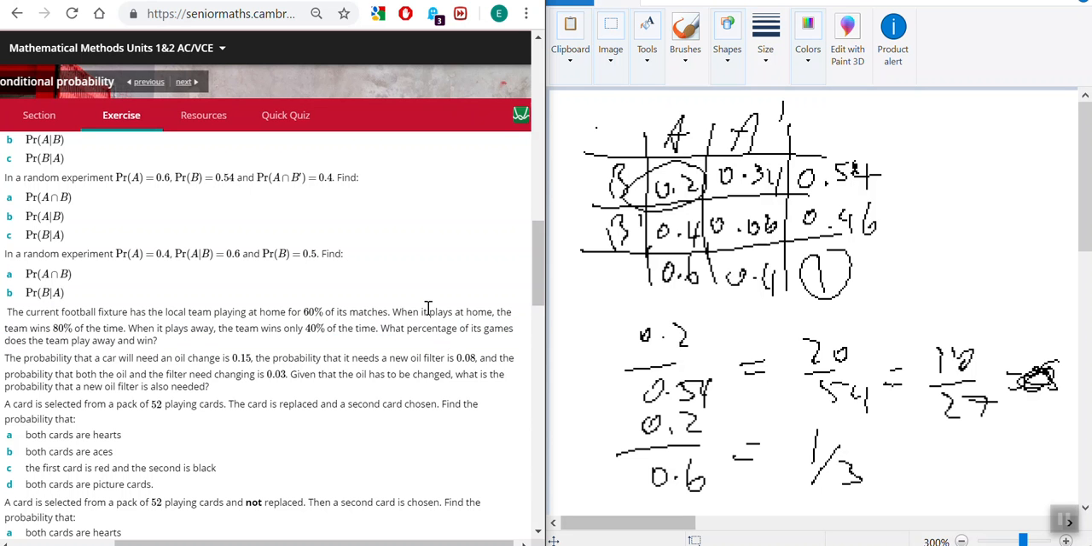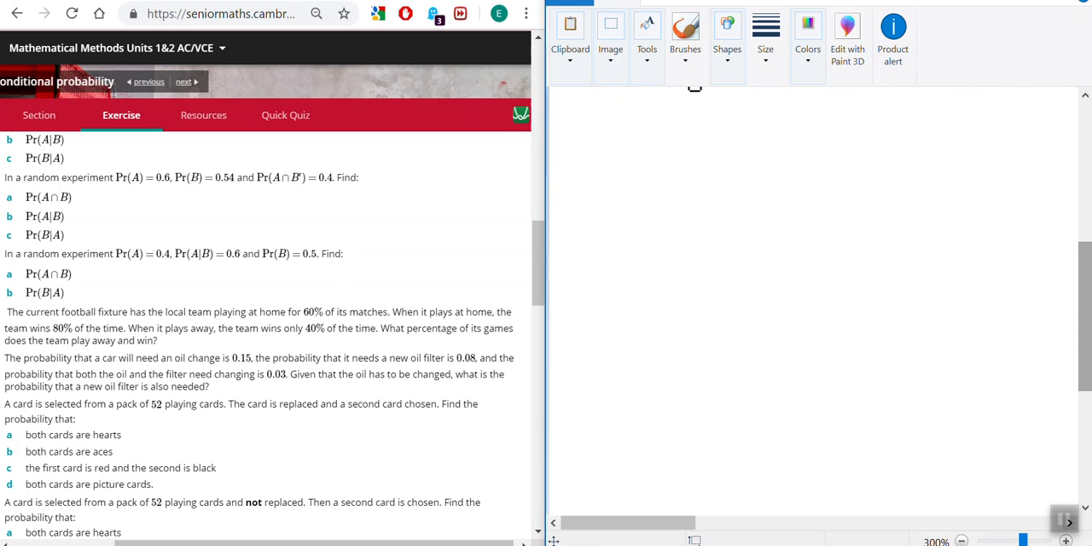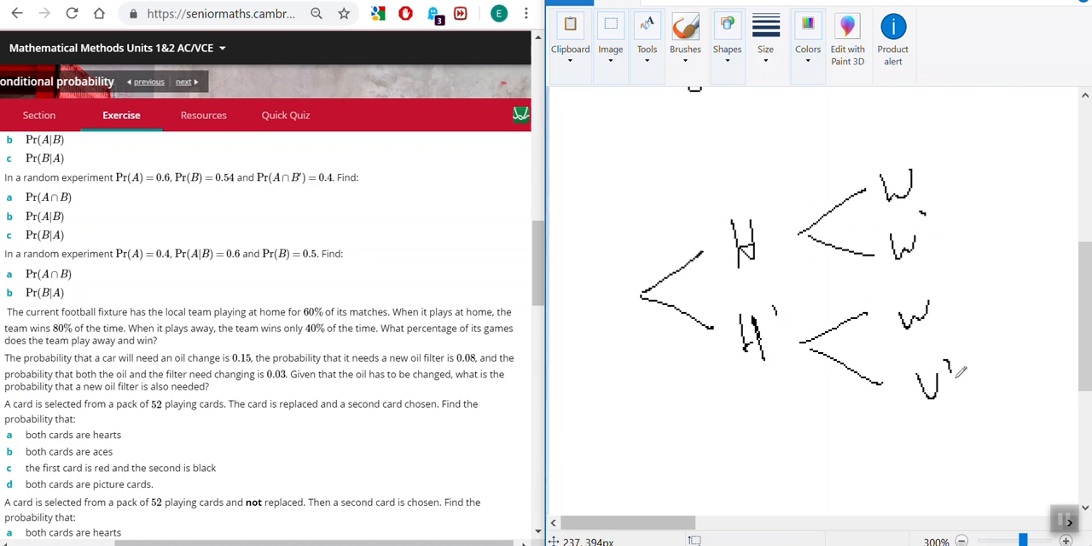Okay, so the way I like to do this is draw a tree diagram for this one. So we know that they can play home or not home, and win or not win. We know that they play home for 60% of the matches. So we know that the forks have to add up to 1, so that must be 0.4 here.